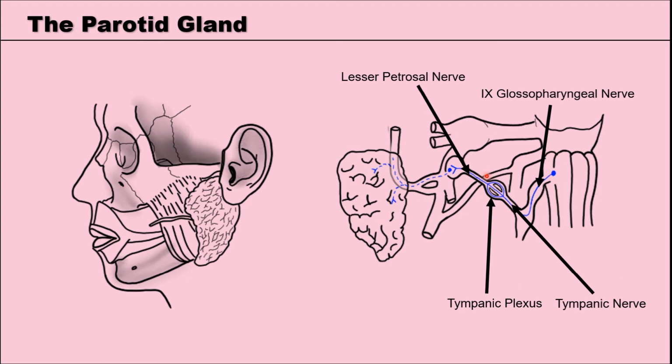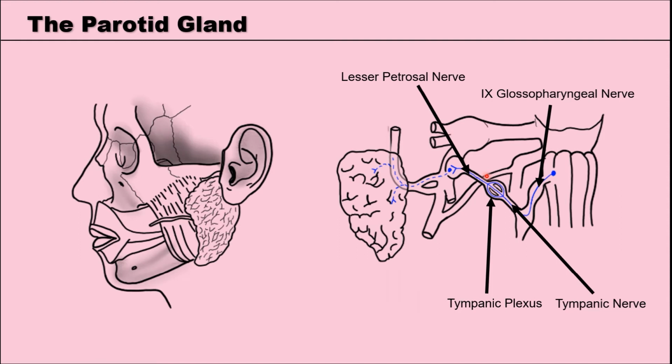The lesser petrosal nerve, which is still carrying the preganglionic fibres that started in the glossopharyngeal nerve, leaves the temporal bone to enter the cranial cavity. It runs under the brain for a short distance before turning downwards to leave the skull through an oval-shaped opening called the foramen ovale. The foramen also transmits the mandibular nerve, which is the third division of the trigeminal nerve.